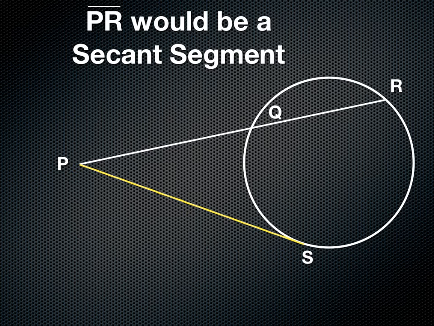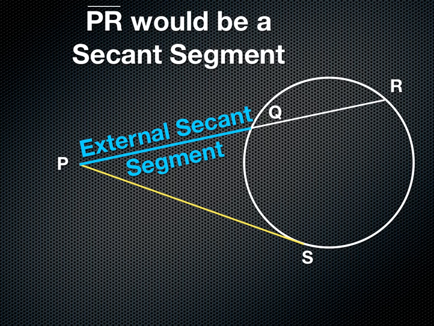Then I have PQ. If you notice, PQ is part of the secant segment PR, but it is on the outside of my circle. So I call PQ an external secant segment. If you notice, PS is tangent to my circle, and again, it is a segment. It has its endpoints at P and an endpoint at the point of tangency S. So I call segment PS a tangent segment.